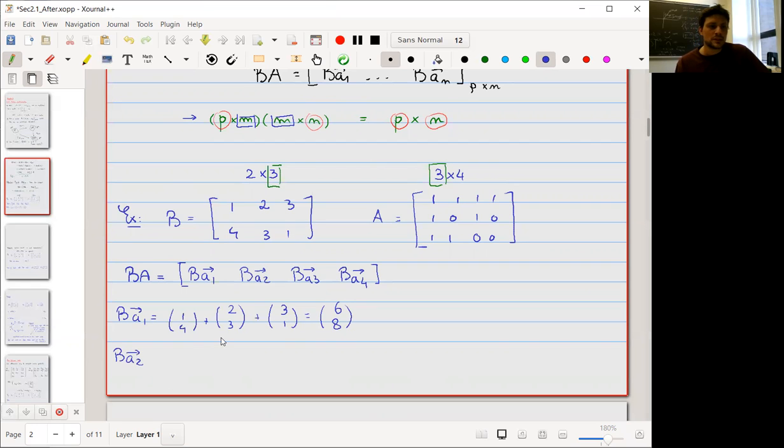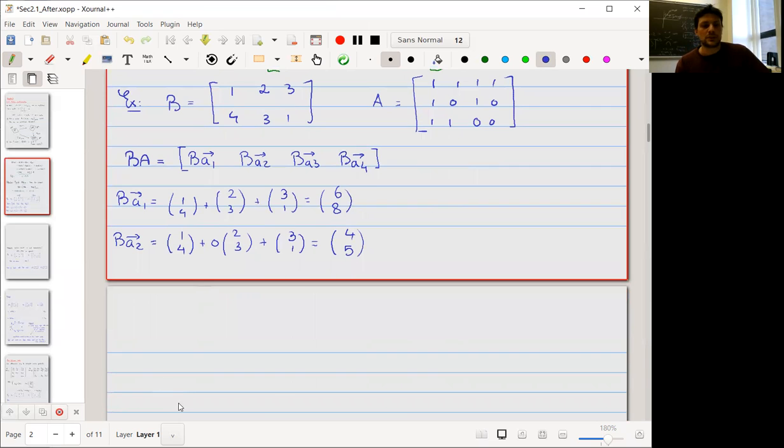BA2 is equal to a linear combination with the weights given by the second column of A. So I'll have 1, 4 plus 0 times the second column, 2, 3, plus 3, 1. When I add these together, I get 1 plus 3 is 4, and 4 plus 1 is 5. Maybe I will write the other two down here.